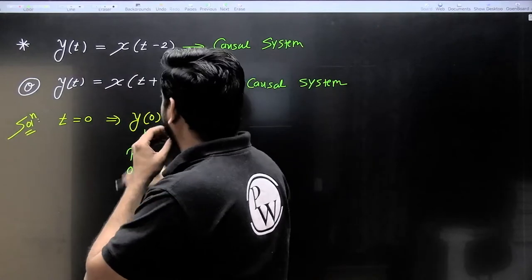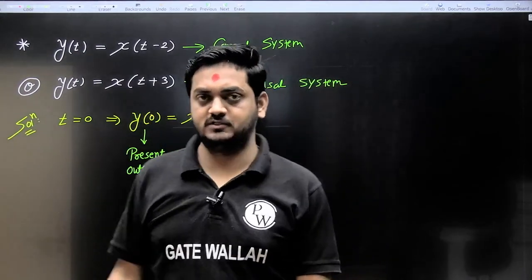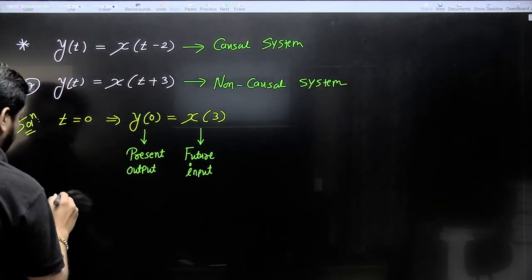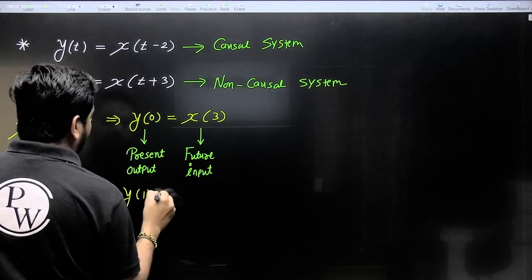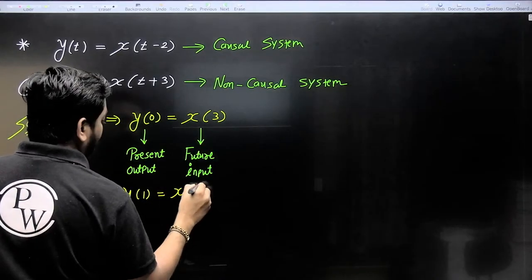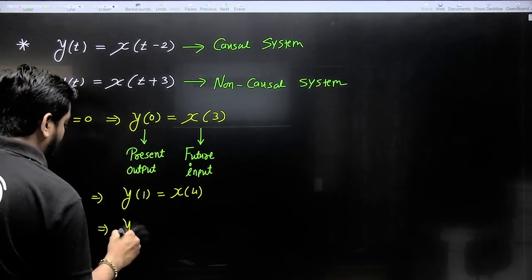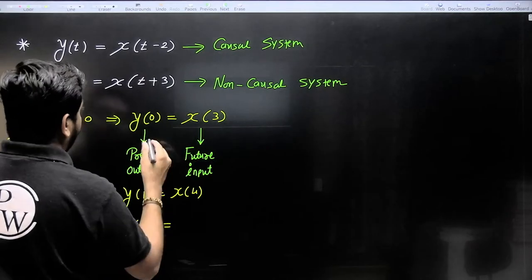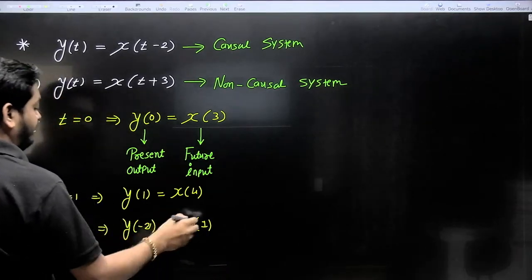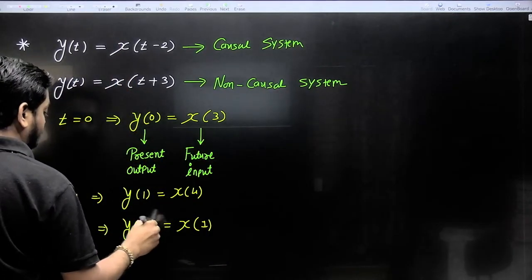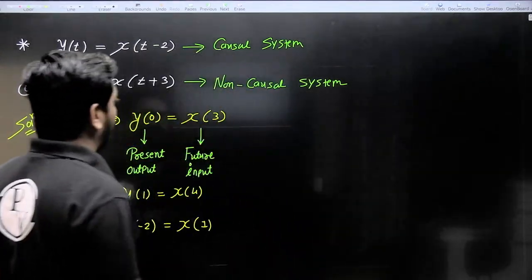This is time invariant, correct? Both the systems are time invariant, but one is causal and this one is a non-causal system, fine? You can check one more input also. Suppose t equal to 1, then y of 1 equals x of 4. Again, the present output depends on the future input. Suppose you take t equal to minus 2, then y of minus 2 is x of 1 (minus 2 plus 3). So the present output depends on the future input. This is also a non-causal system. In this case also, the given system is non-causal.